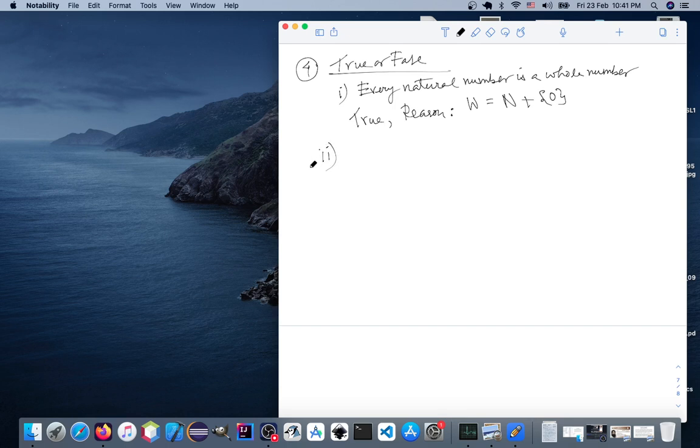Number 2 says every integer is a whole number. This is false. Because remember, whole numbers are positive numbers, including 0 and all other positive integers. That is the natural numbers and 0.